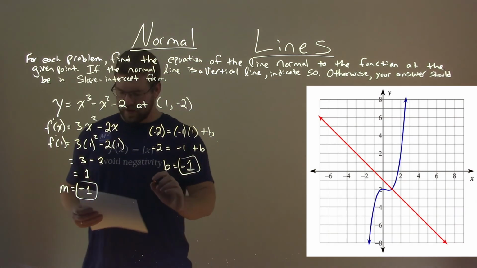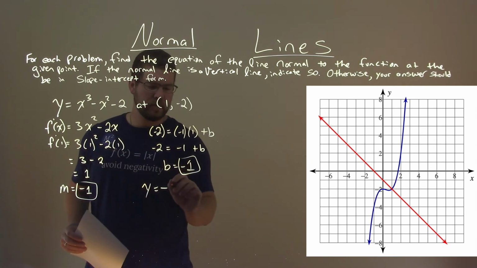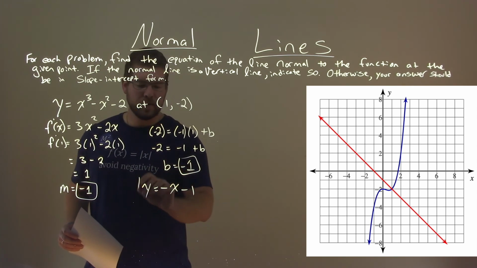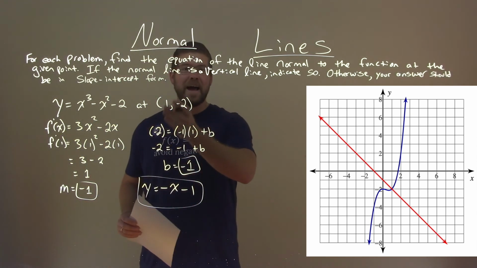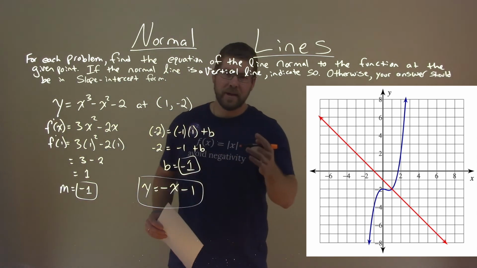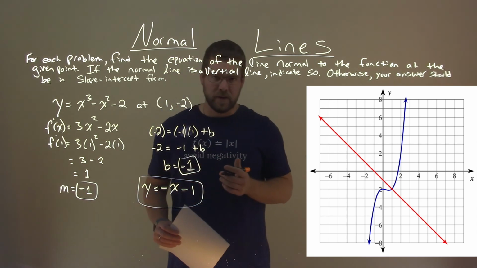And so we can write this as an equation as y equals our slope, a negative 1, so it's very negative, x minus 1 here. And that is the equation of the line normal to our function at 1 comma negative 2. And again, y equals negative x minus 1 is that function and our final answer.